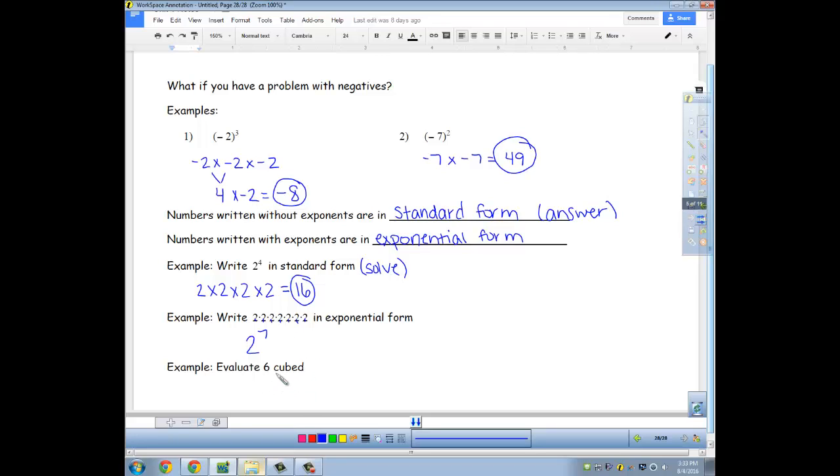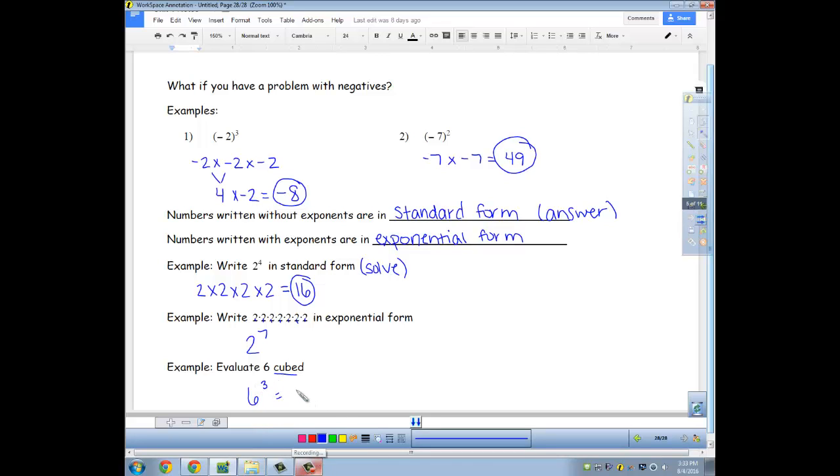Next, evaluate 6 cubed. So first you have to know what cubed means. Cubed means that the exponent is 3. So 6 with a little 3. A way to remember that is if you think of a cube, so just a box, that is a three-dimensional object, which is why they use a 3, because it's three-dimensional.